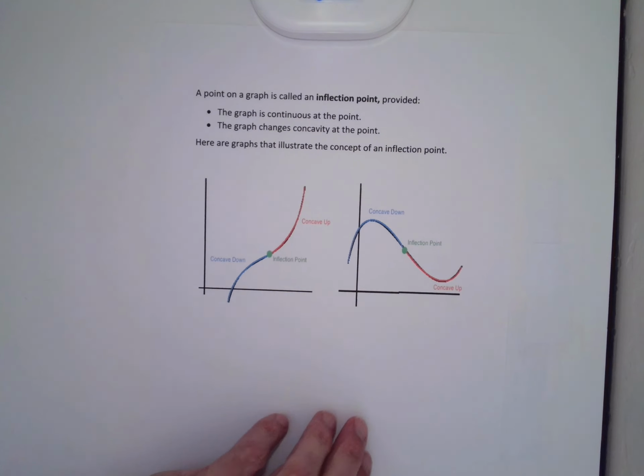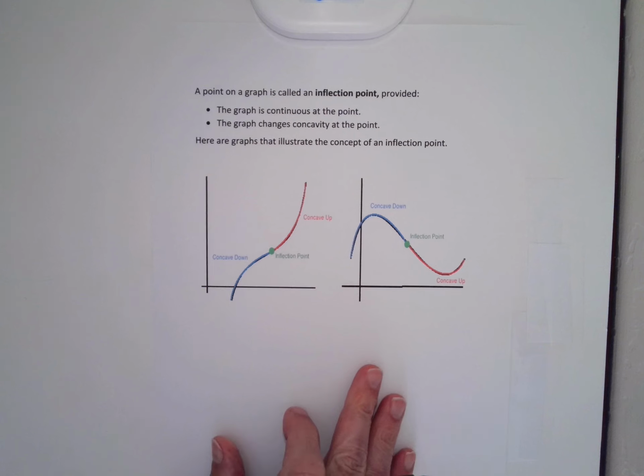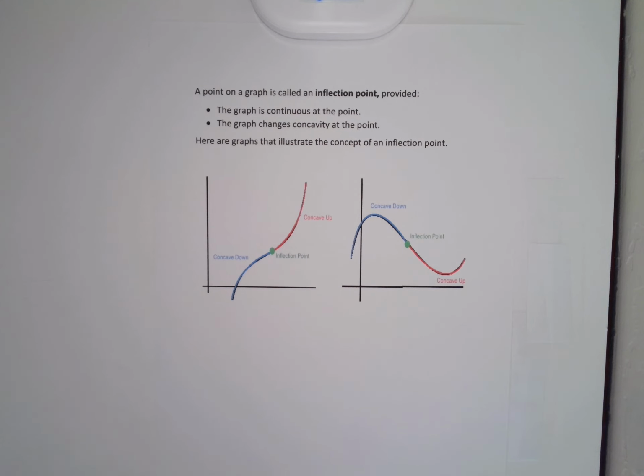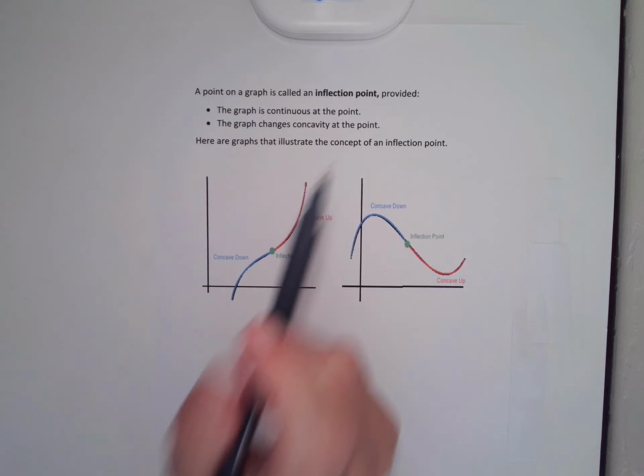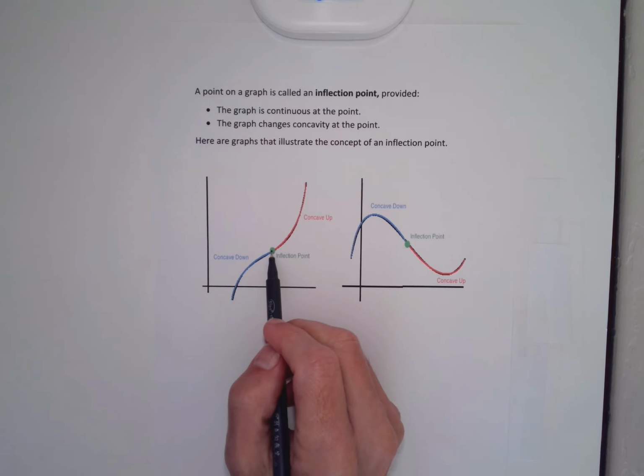When we sit in the world of graphing, we're going to, in this section, need to identify regions of a graph that are concave up, regions of a graph that are concave down, and then something called an inflection point. In 3.1, we did maximum points and minimum points, which were different. But in this section, we're going to do inflection point. An inflection point is just where a graph changes concavity.